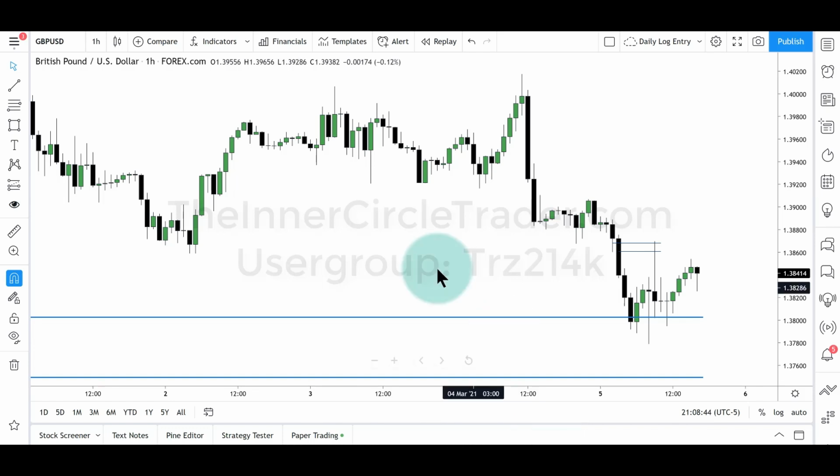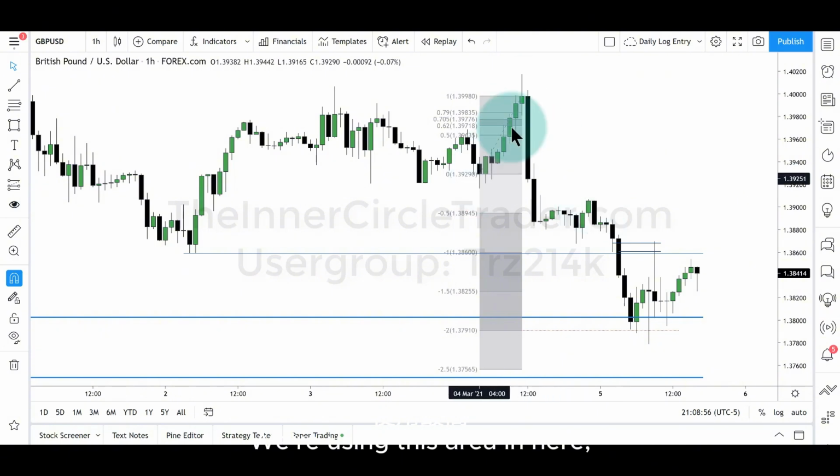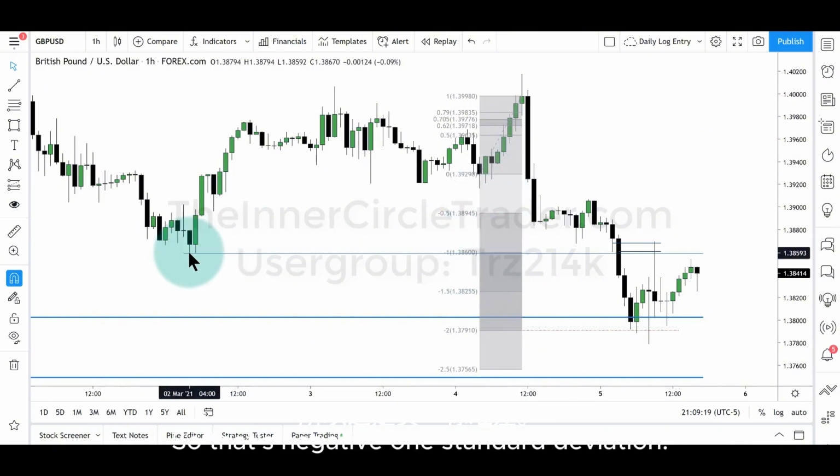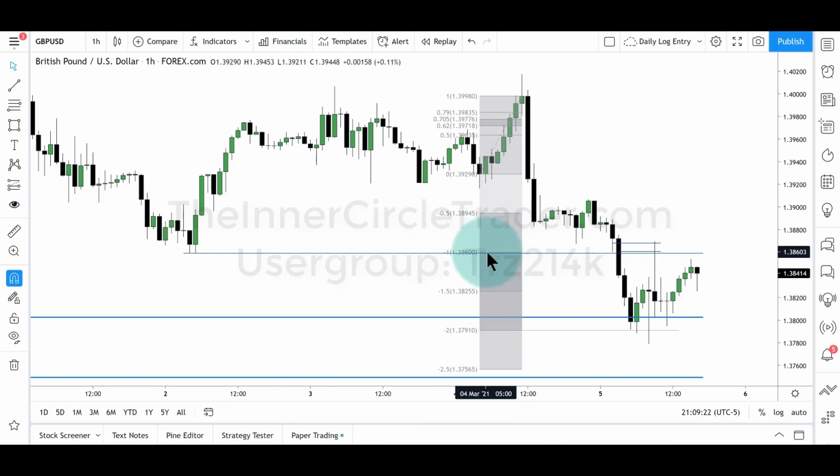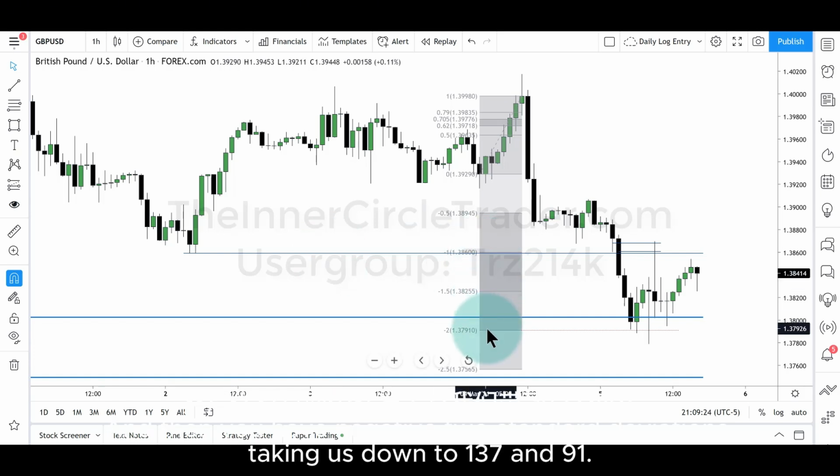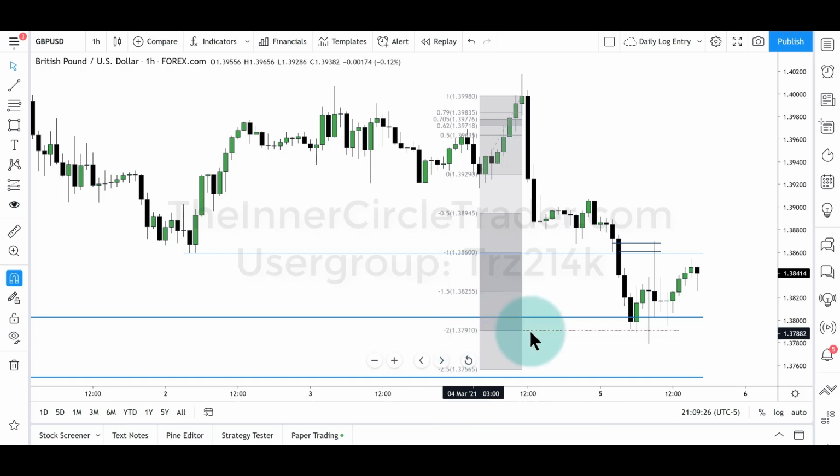All right, we're using this area in here, using the highest closing or opening price down to the lowest opening or closing price. Right there. Now, why am I using this and not this? Because this went lower than that. So all of this run up, if it breaks this low here, we start looking for projections lower. Now this is a nice one because it overlaps with that. So that's -1 standard deviation. And then you have -2 standard deviations taking us down to 137.91.